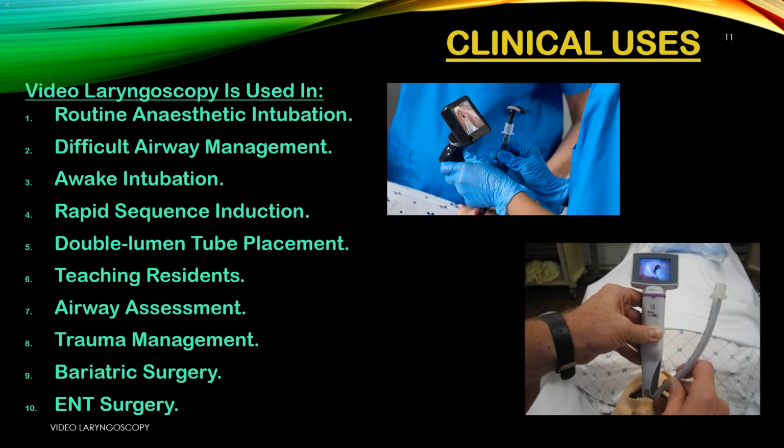Clinical uses. Video laryngoscopy is used in 1. Routine anesthetic intubation. Standard cases in the OR. Gives a clearer view and reduces multiple attempts. 2. Difficult airway management. When direct laryngoscopy fails, the camera helps look around the corner for better visualization.